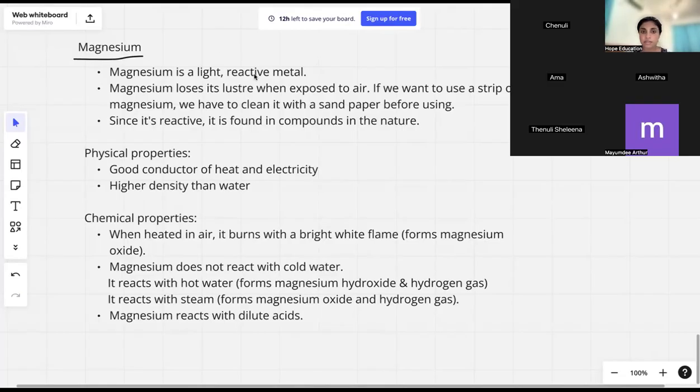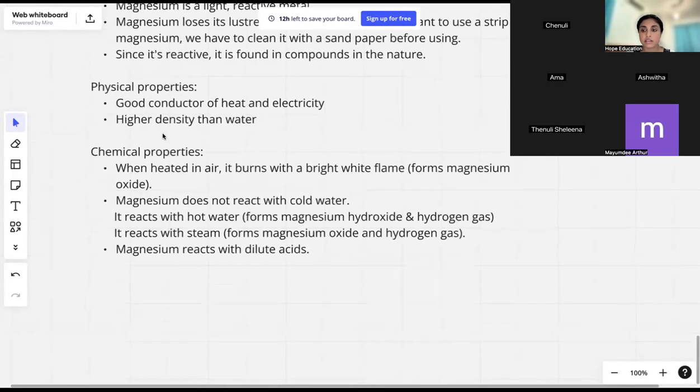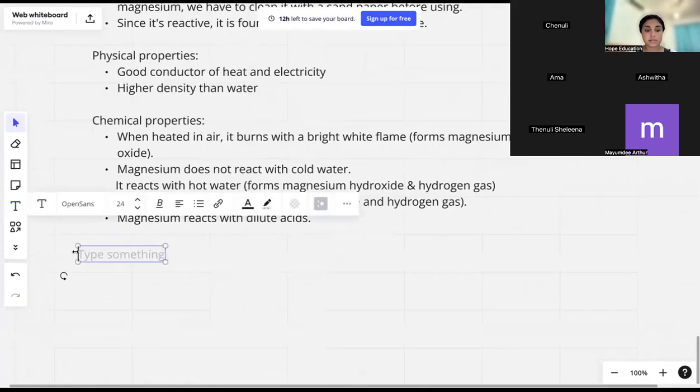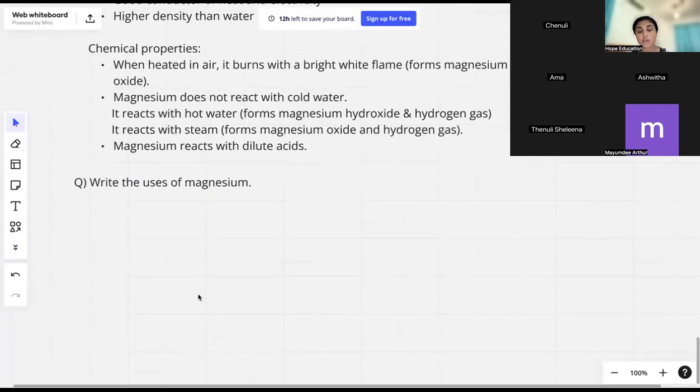Am I done? Who needs more time? Shall we move on? Okay. Put a question. Write the uses of magnesium. Now you write the uses alone. What we have discussed, you write it alone. Put the question and leave about 4 or 5 lines. Quickly.